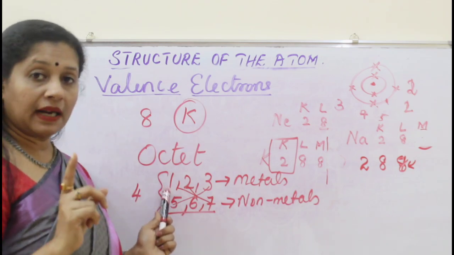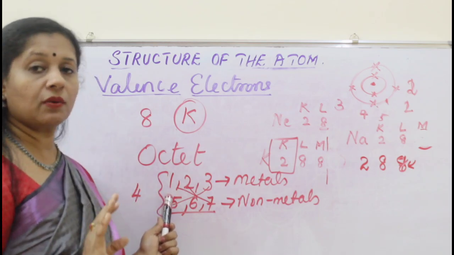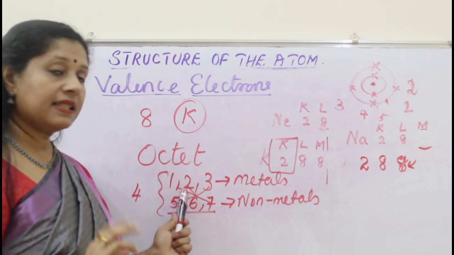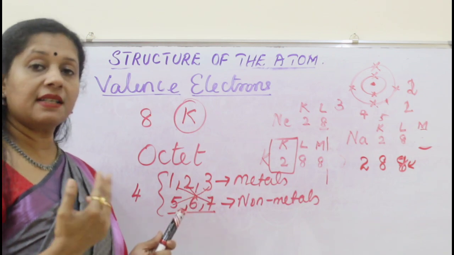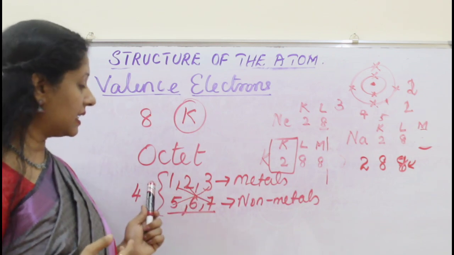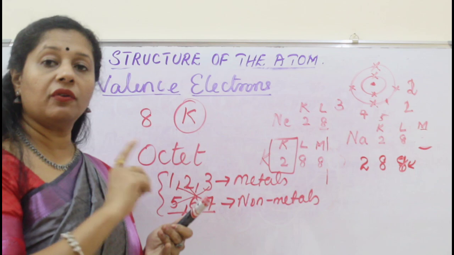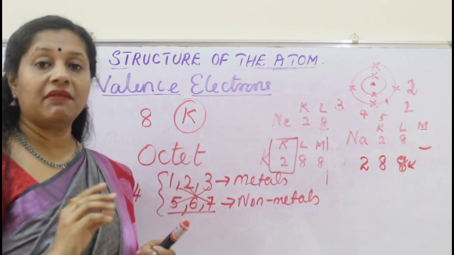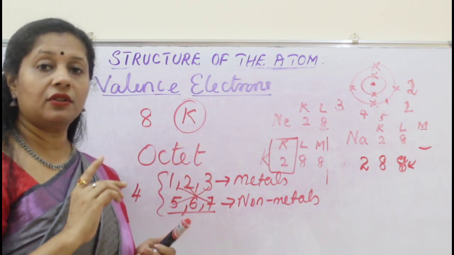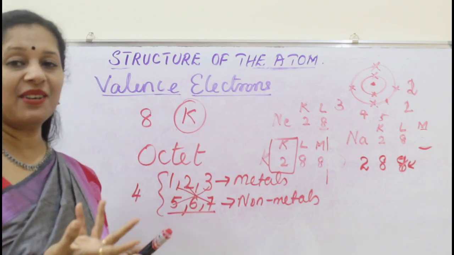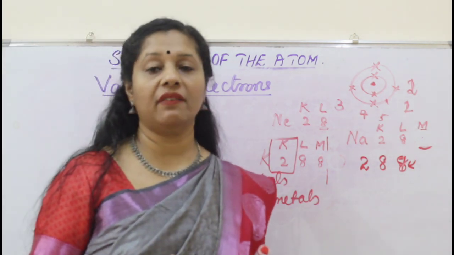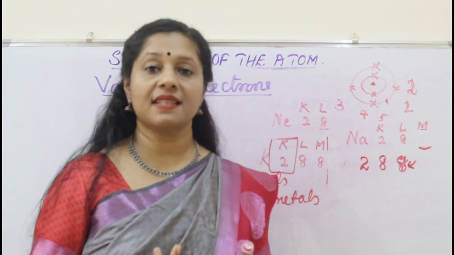Here, valence electron 1, valency is also 1 because it's giving that 1. Valence electrons 2, valency is also 2. Valence electron is 3, valency is also 3. So valence electron can be 1, 2, 3, 4, 5, 6, 7, 8. But valency can be 1, 2, 3, 4, 0 only. Because if there is nothing to give or nothing to take, we can call it as 0.